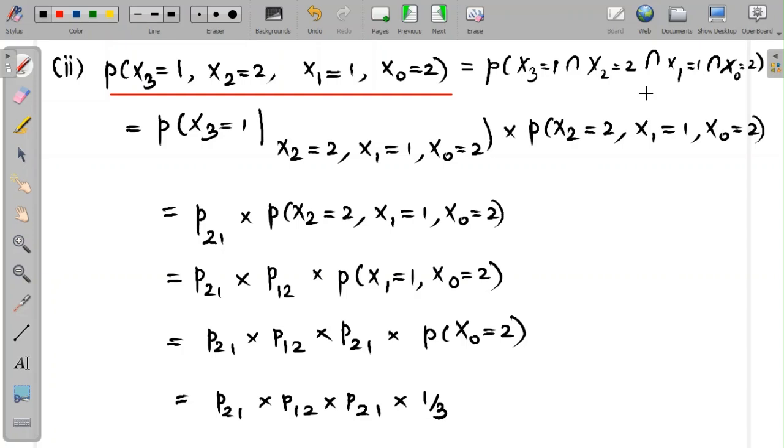So after three steps, it must be in state 1. But not just that, we also want the system to be in state 2 after two steps, state 1 after one step, and it must have all began from state 2 at the start of the process.